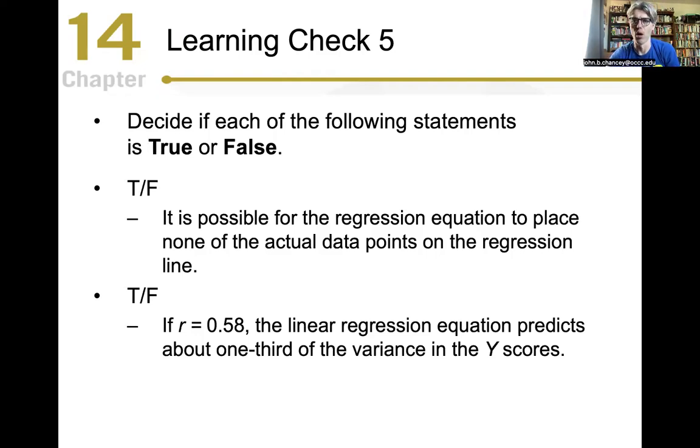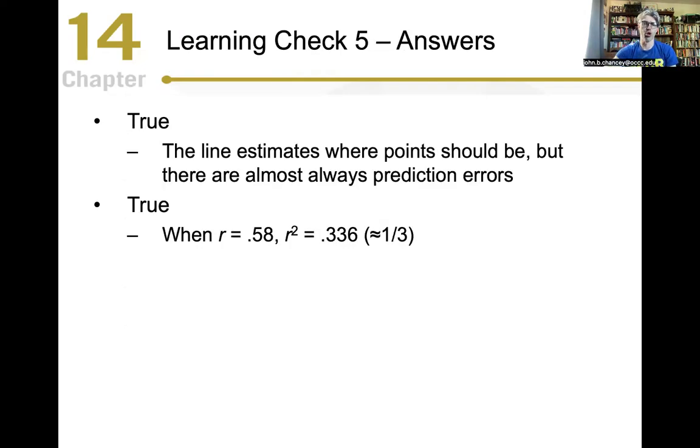Okay, hopefully you paused the video and you're back. First one is true. The line estimates where points should be, but there are almost always prediction errors. You might have some data points that fall exactly on the line, but it's very rare. There's going to be error, and that's okay. We're trying to minimize the amount of error.